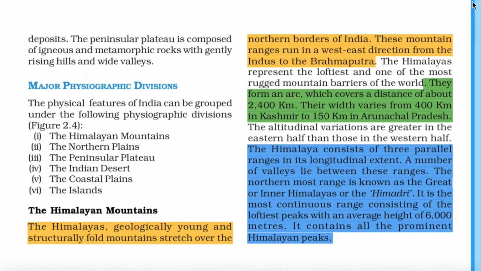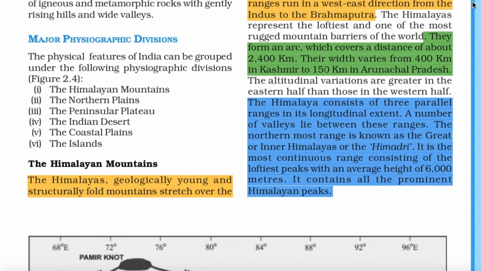The northernmost range is known as the Great or Inner Himalayas or the Himadri. It is the most continuous range consisting of the loftiest peaks with an average height of 6,000 meters. It contains all the prominent Himalayan peaks.